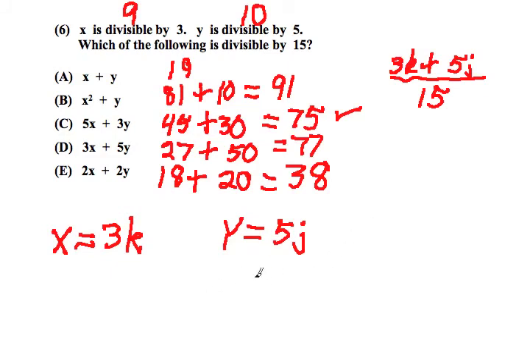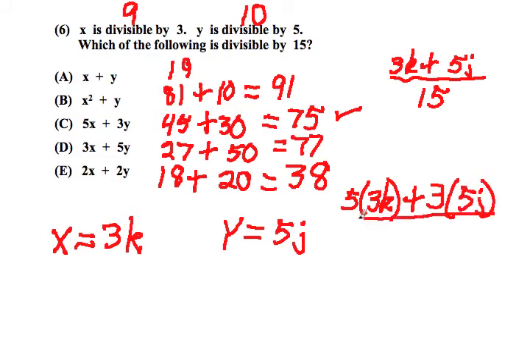Now let's go down, save a little time, look at C. So we're talking about 5 times x. Okay. So 5 times an integer that's divisible by 3 plus 3 times some integer that's divisible by 5. Is that divisible by 15? Well, this has a factor of 15 in it. This has a factor of 15 in it. So it's going to be divisible by 15.